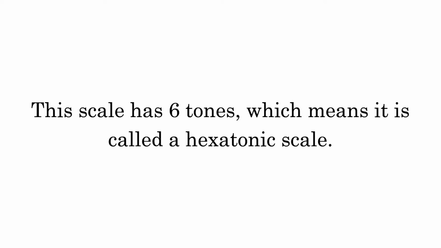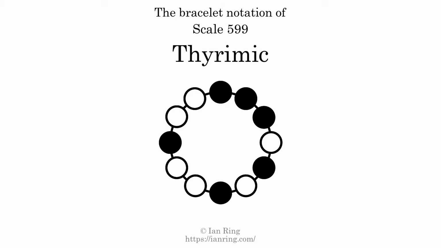This scale has 6 tones, which means it is called a hexatonic scale. This is a bracelet notation diagram of scale 599. The shaded circles represent tones that appear in the scale, and they are read clockwise, starting at the top.